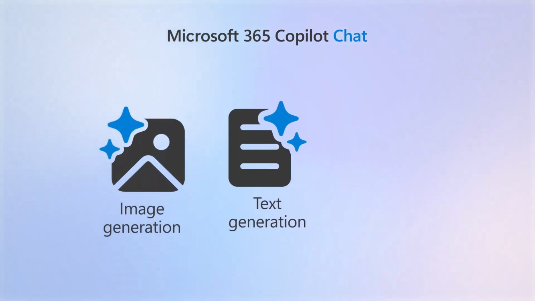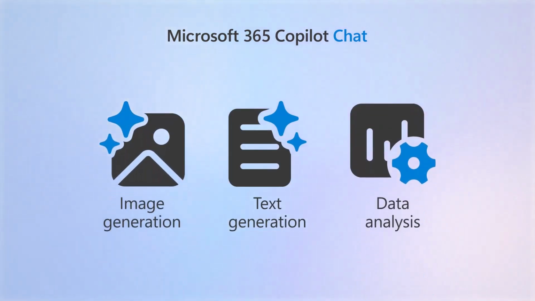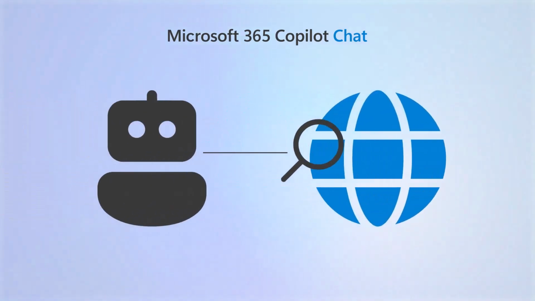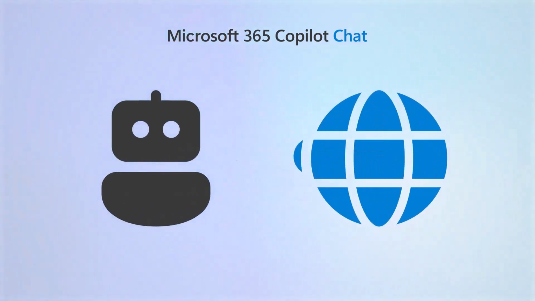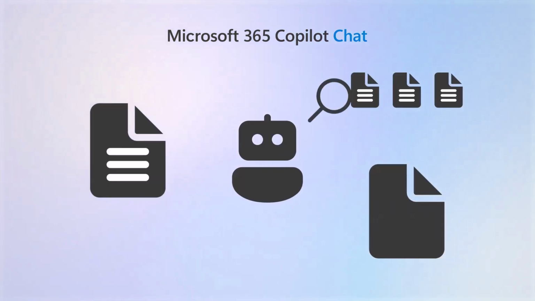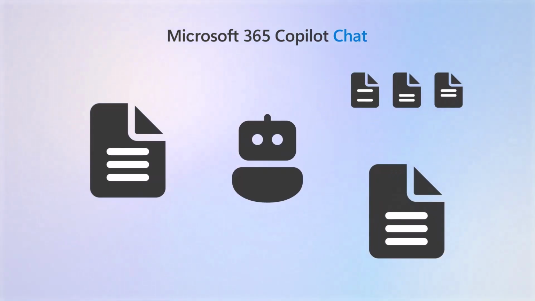With it, you can access features like text generation, image generation, and basic data analysis. Because it's grounded in the web, it can reason over the entire internet and quickly pull in relevant information. For example, you can get help with tasks like drafting emails or getting summaries of documents that you upload.